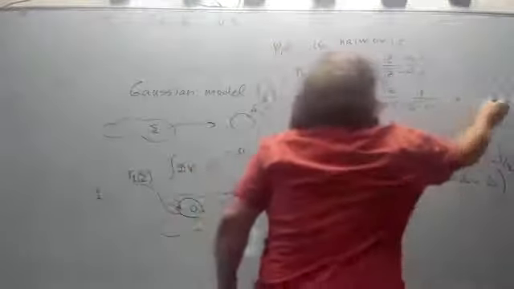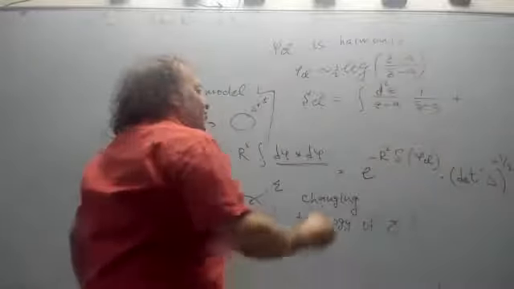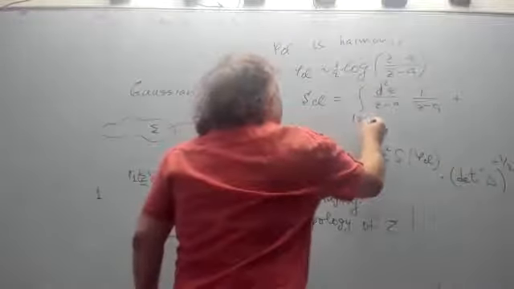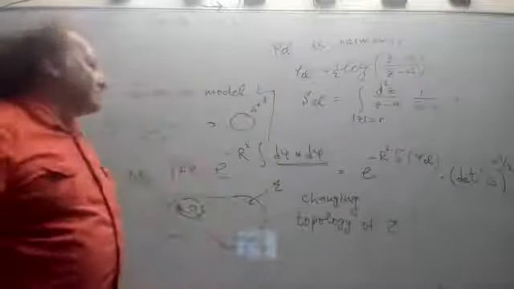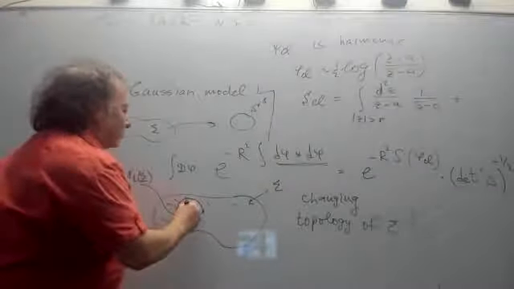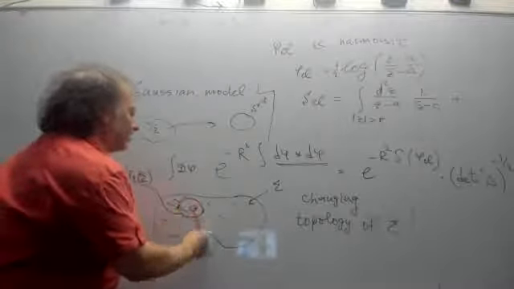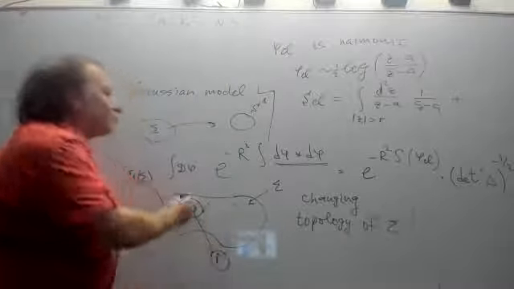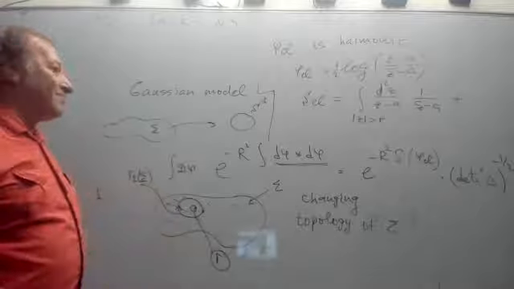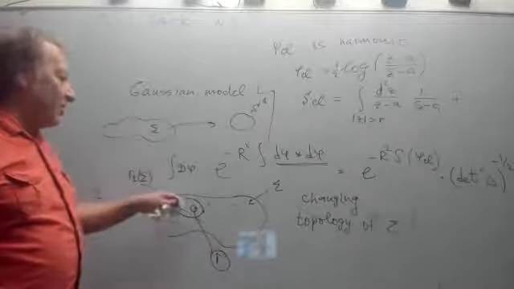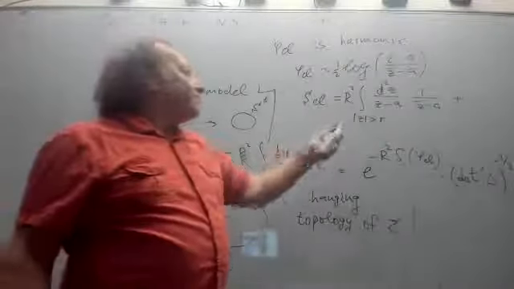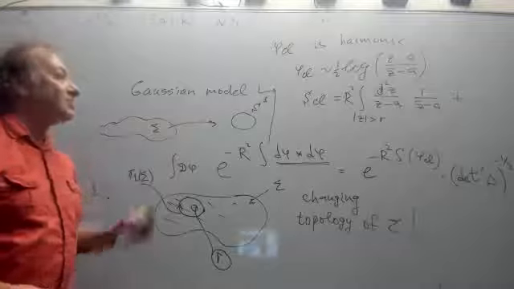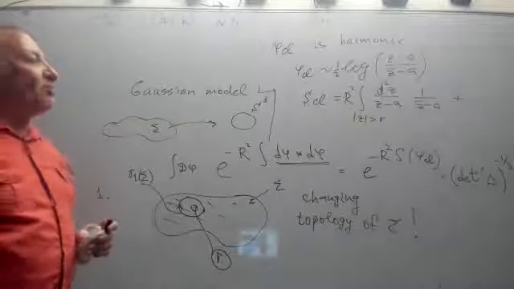Plus some other terms. And here you integrate z greater than r. So what is r? r is the radius of the worldsheet hole. So what do we have here? Here we have an interesting phenomenon.